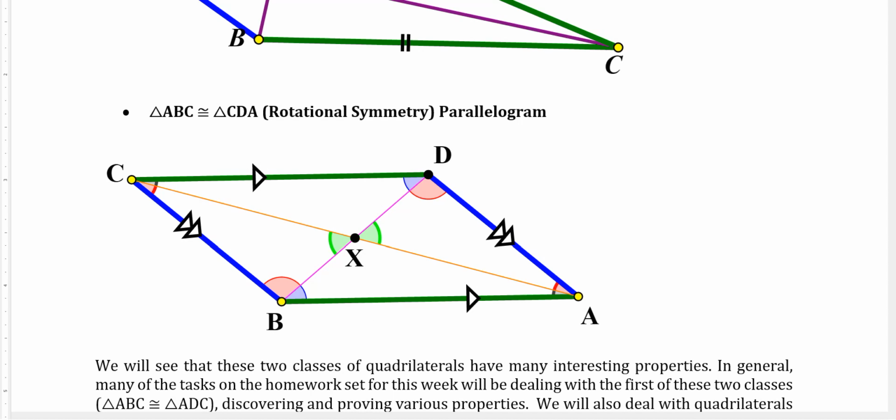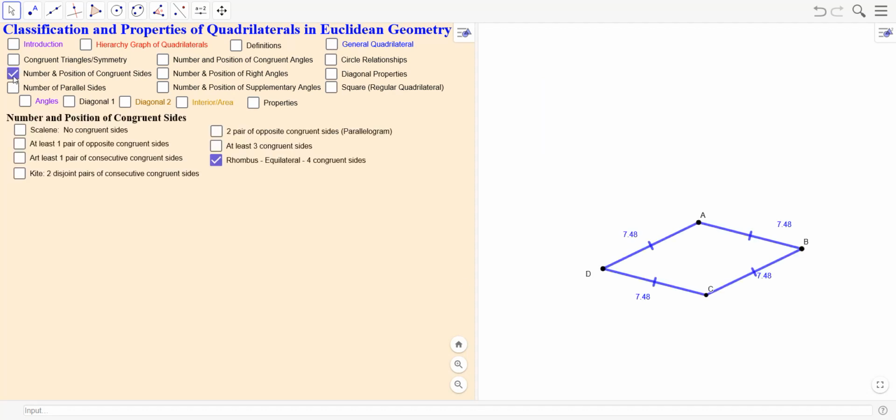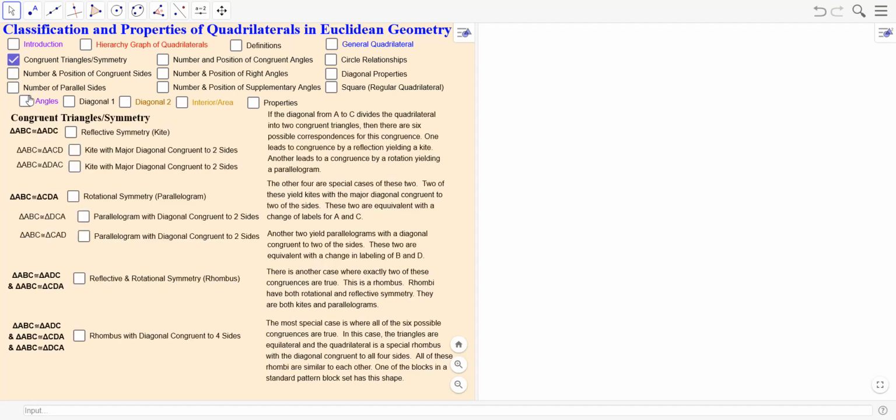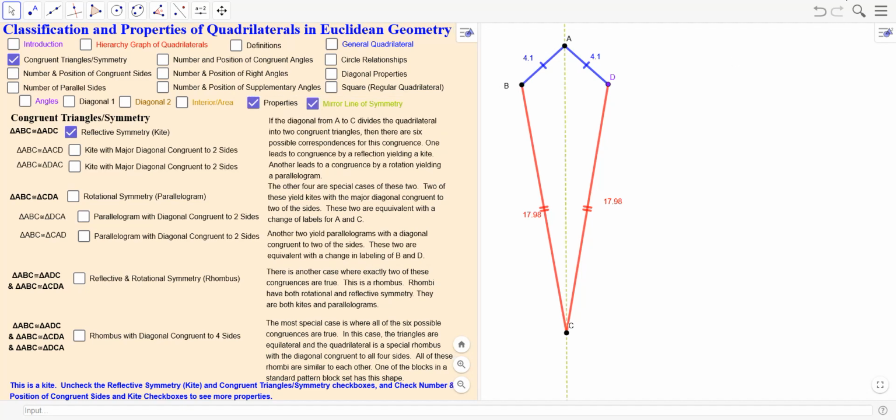Okay, so let's see if we can look at our examples here. There are various different ways that you can do congruent triangles. Okay, I've actually got all 6 possibilities here, and even a couple of even more special cases of that. So the first one is a kite. Okay, so here's our mirror line of symmetry.